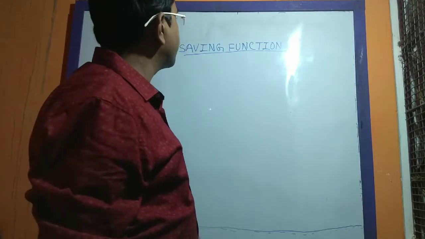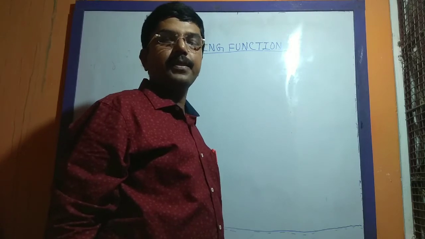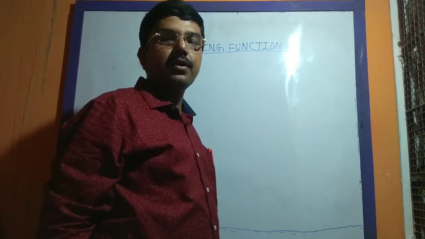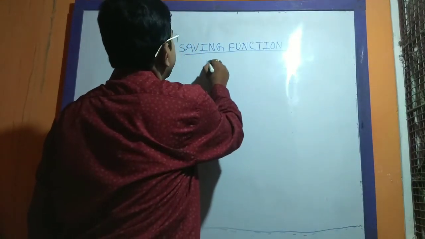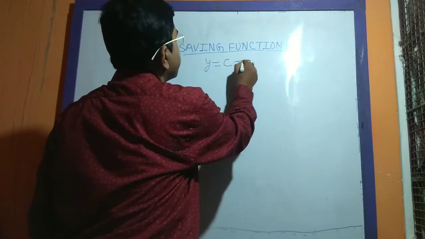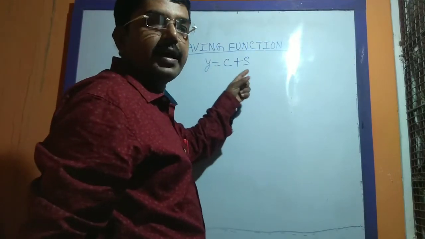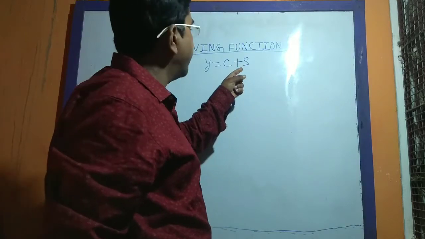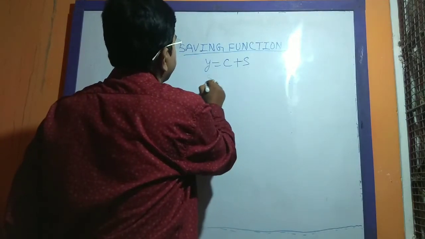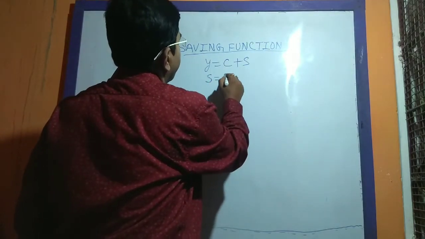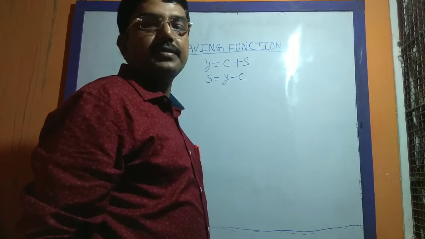Today we will discuss the saving function. First of all, we should know what saving is. A part of income that is not consumed is called saving. We can write it as Y equal to C plus S, where Y stands for income, C consumption, and S saving. You can write it as S equal to Y minus C. That means saving equals income minus consumption.